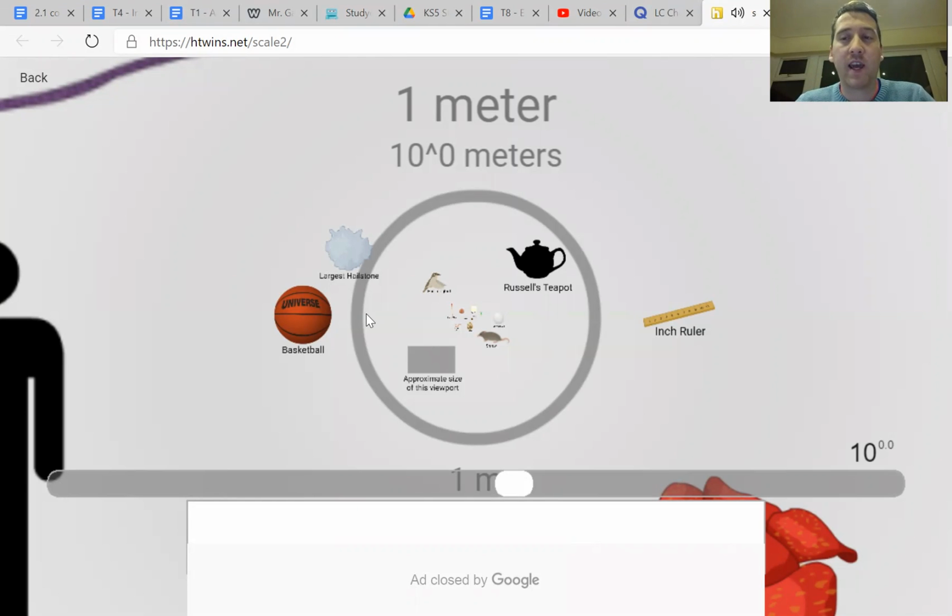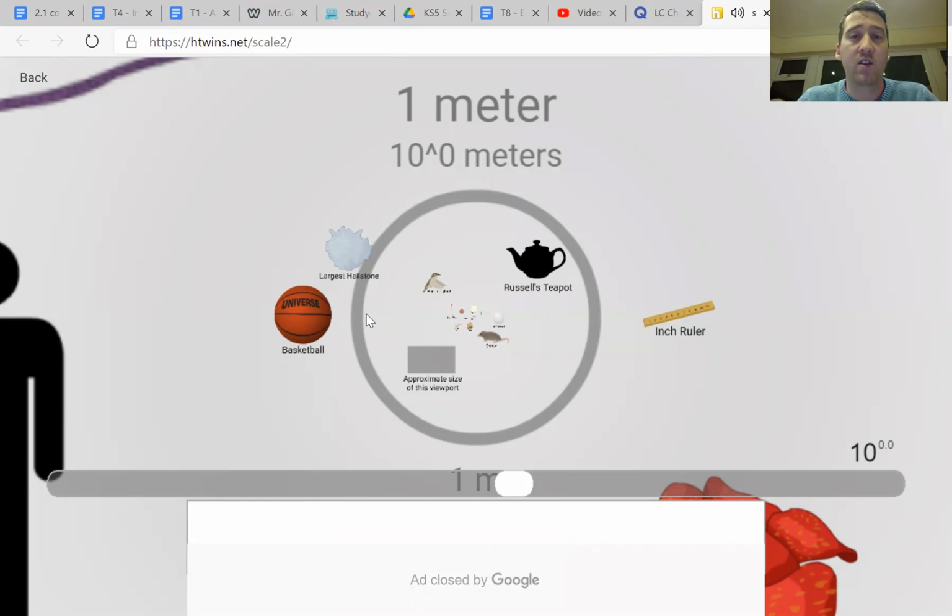Now, what is a scale? A scale is where we can measure things based on a certain size. So this scale measures different things based on their size. So we can zoom in and we can zoom out. That's what we're going to be doing here.